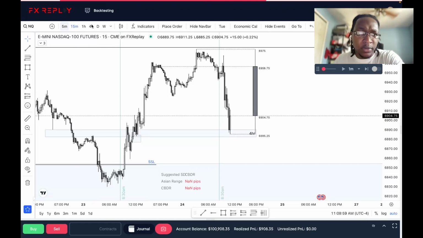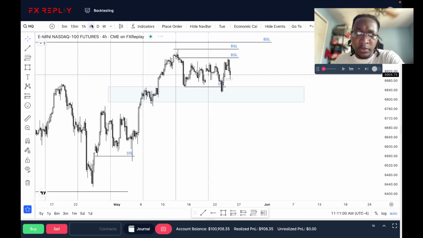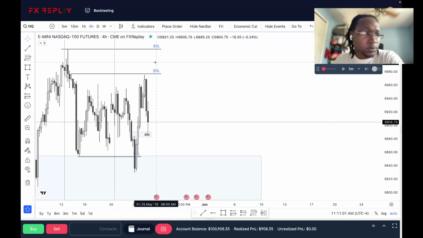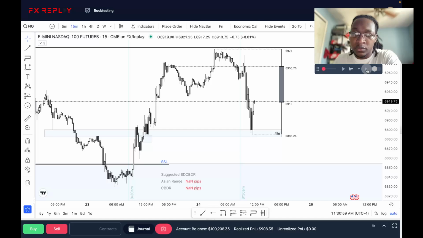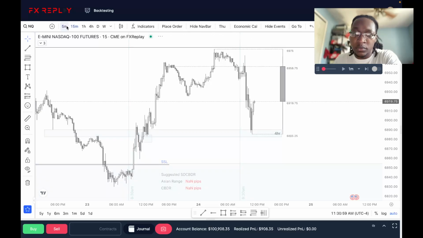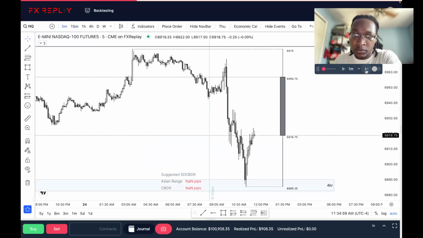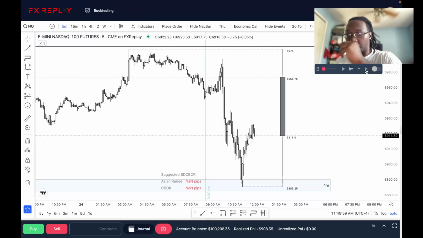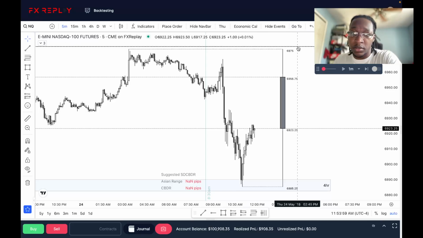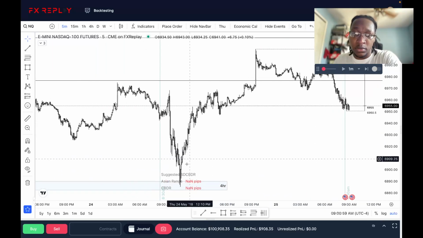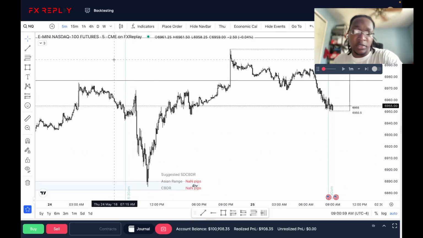What is this 4 hour? What's the 4 hour inverse? Yeah, that's a 4 hour inverse fair value gap. All right, so the PM session may run higher. Just saying. Yeah, that made sense as to why I would run higher.